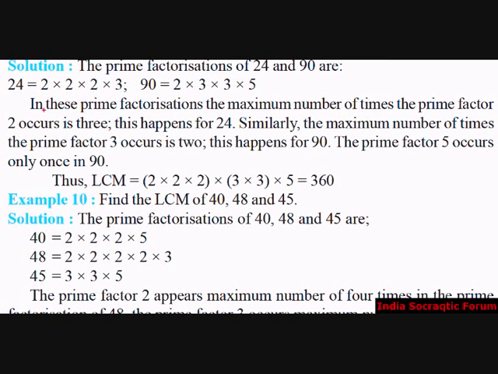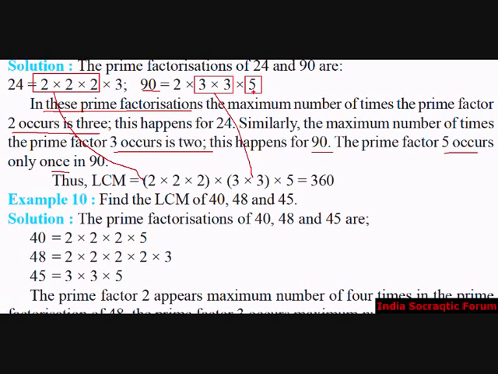In these prime factorizations, the maximum number of times the prime factor 2 occurs is in 24, where it occurs 3 times. In 90, 3 occurs 2 times, and the prime factor 5 occurs only once. Hence we take the three 2s from here, the two 3s and the 5 from here, right? When you multiply all these things you get 360. Very good.